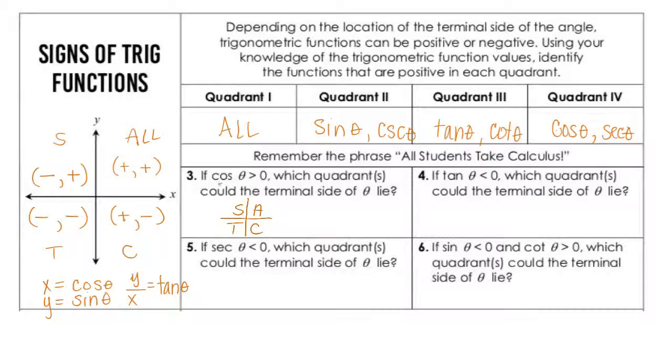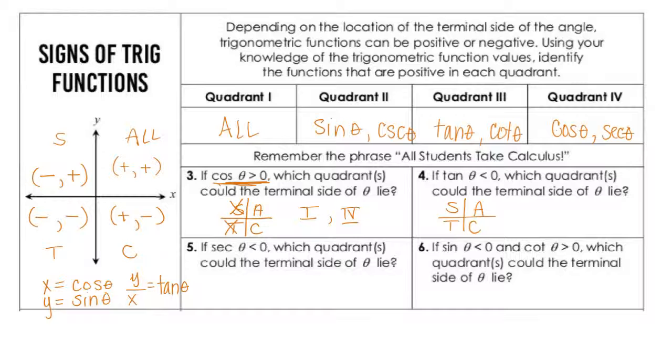Now look at what we're told. Cosine is positive. So if cosine is positive, we're not in that second quadrant, nor are we in the third quadrant. So that leaves me the first quadrant, or I can be in the fourth quadrant, because all trig functions are positive in the first, and only cosine is positive in the fourth. That's why it is the first and fourth quadrants.